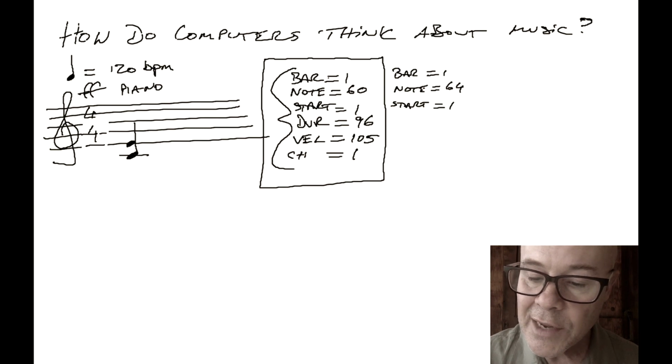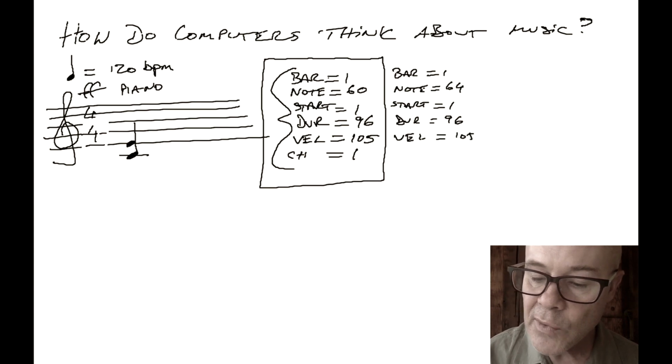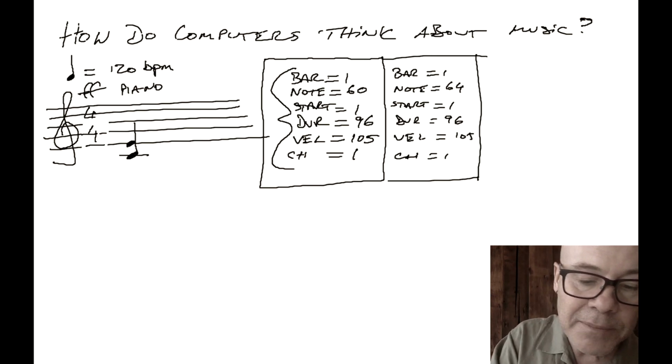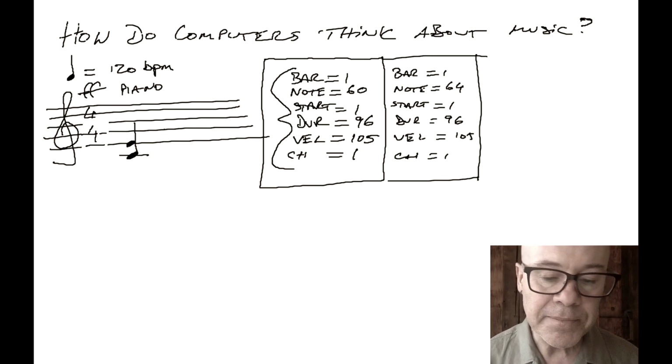So the bar is still 1, the start time is still 1, the duration is 96, velocity is 105, and the channel is still 1. There's our second MIDI message. Now let's put one in further along in the bar. We'll put in this G here.